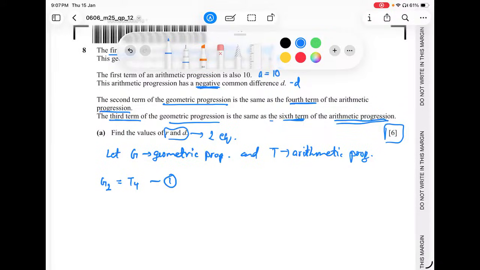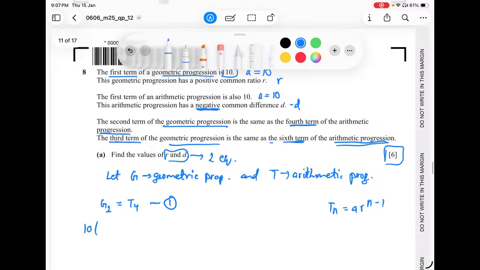So how do you find G2? From the general term, Tn is equal to A R to the n minus 1 for a geometric progression. So A, you know, is 10, times R, it's a positive common ratio. So R to the n minus 1, 2 minus 1 is going to be 1. So it's 10R. So basically this is 10R is equal to, and you know that for an arithmetic progression, so this is for G, this is for A.